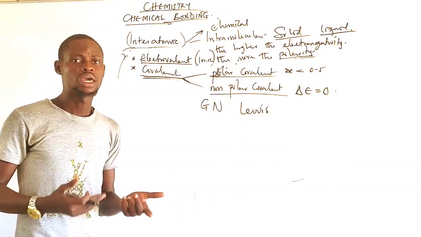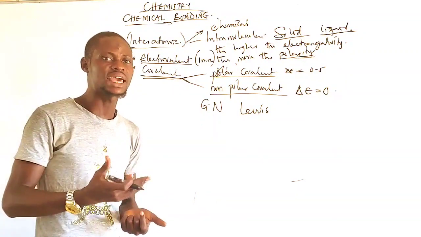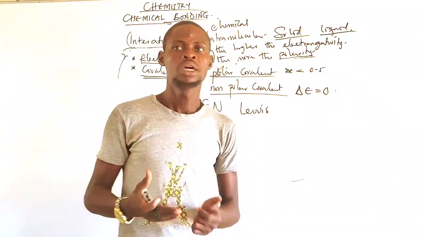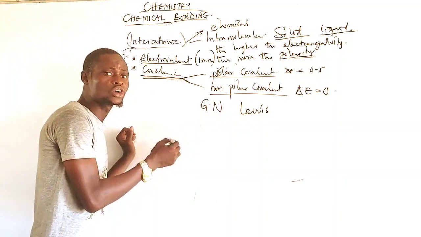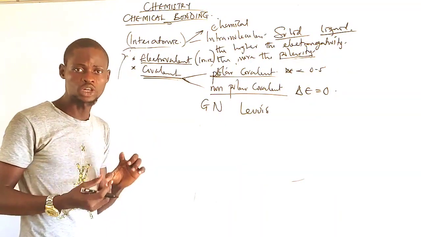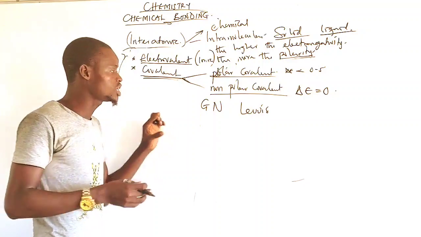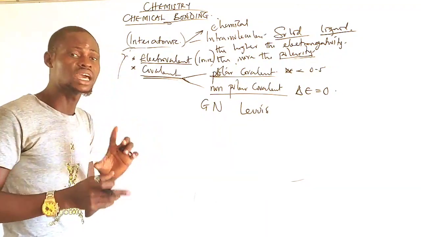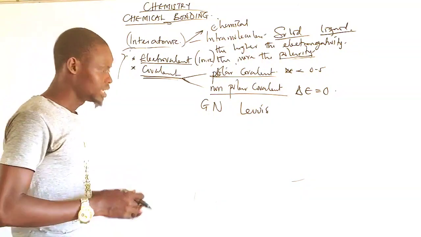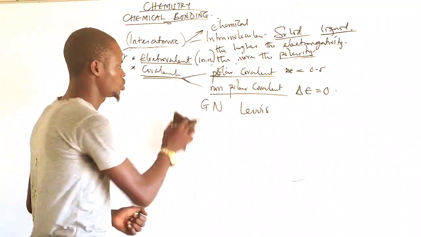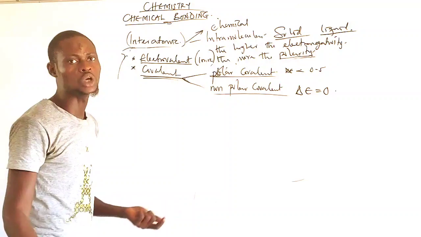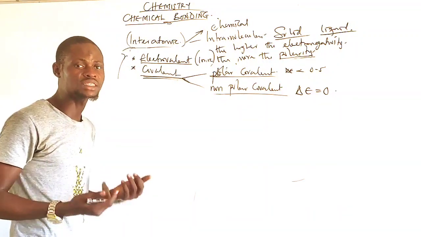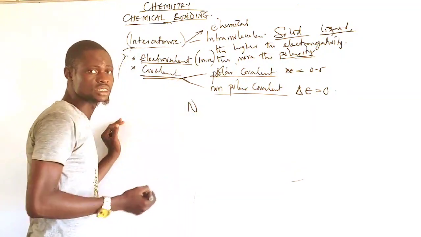According to Lewis, he arranged the valence electrons of every atom using a dot or cross method around the atom. So it only uses the valence electrons of every atom. Now, let me show you something about Lewis structure. I can write the Lewis structure of any atom if I know its valence electrons, like nitrogen, for instance.